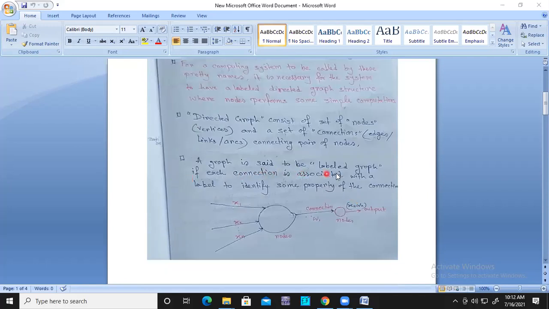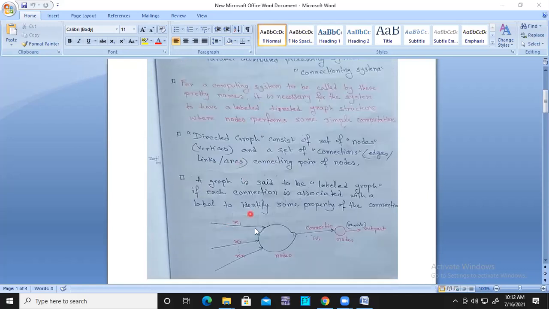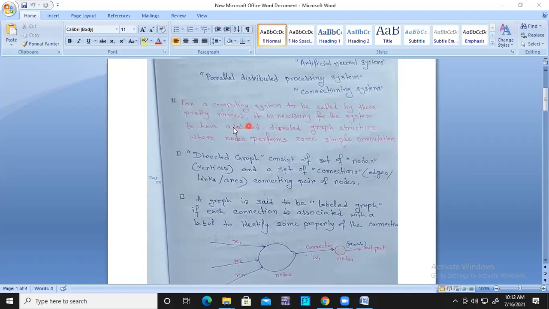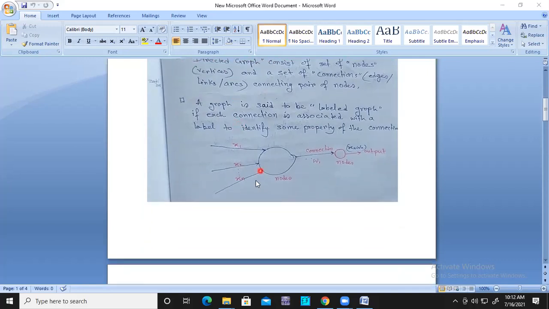A graph is said to be a labeled graph if each connection is associated with a label to identify some property of these connections. So these are the points. These are the basic features of a neural network. Now we have to realize this. What are these? First, it is said that this neural network has some directed graph, means labeled directed. So these are all the links, edges, or the input links. These are directed. Look, the arrowhead is there, and each is labeled. This is x1, x2, x3, and so on, up to xn, and this point is called a node or vertices.